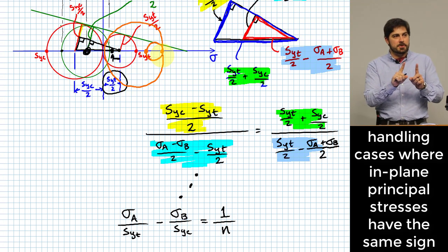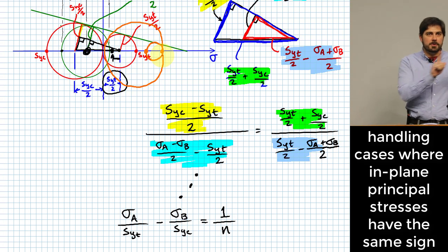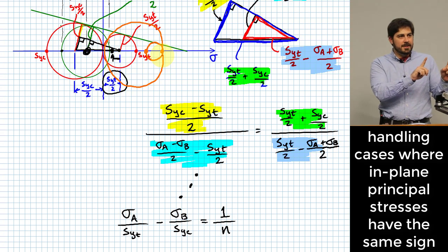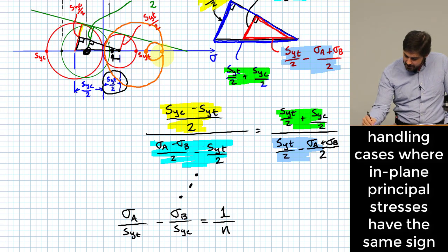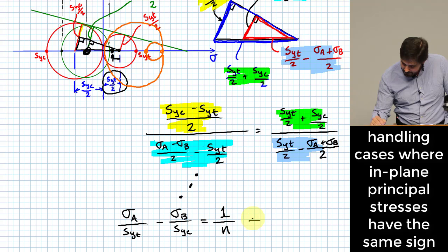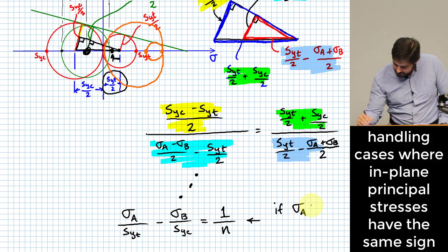And so what we have here is that our limits are actually chopped off once we have both of our principal stresses positive or both of our principal stresses negative. We don't continue to use this expression, okay? This is if sigma A is greater than 0 and sigma B is less than 0.